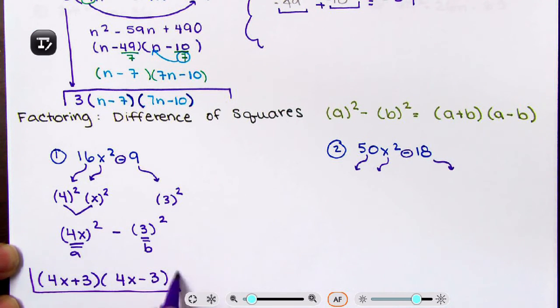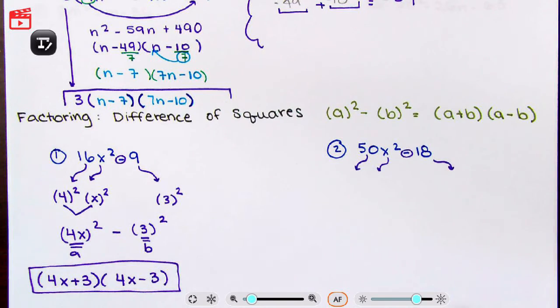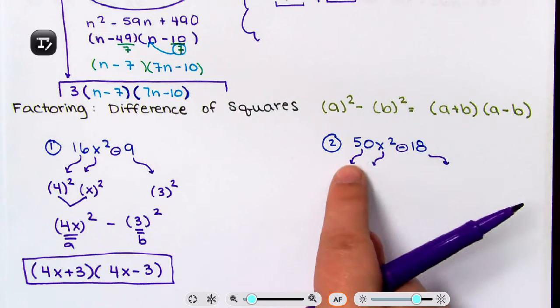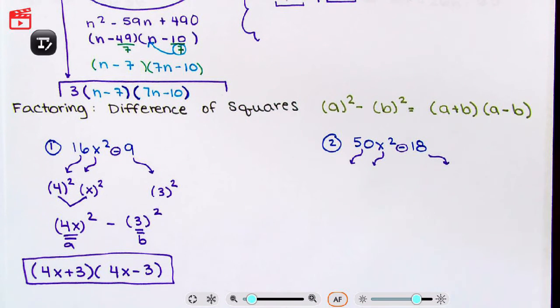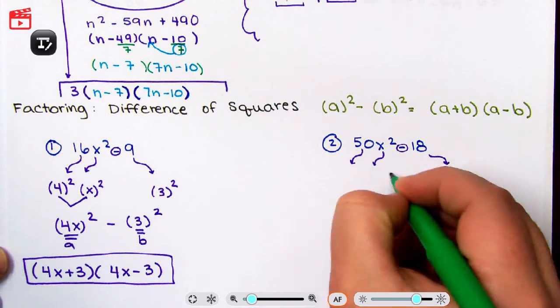And that is it. Now, if you have a GCF, make sure that is your step number 1. I did a mental check. 16 and 9 do not have anything in common, so we could not do it. Notice here I have a 50 and 18. 50 and 18 do have something in common. It is 2. So I'm going to pull out the GCF first.